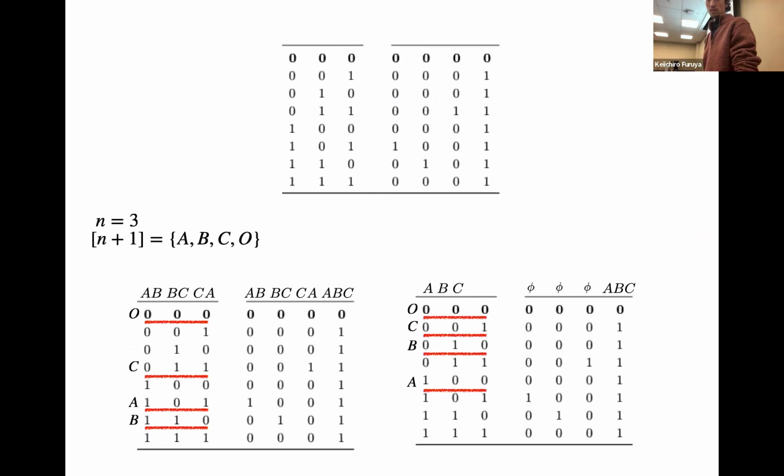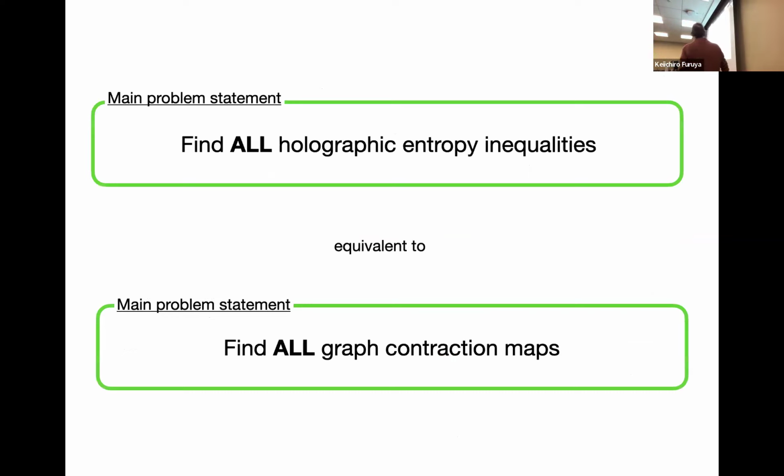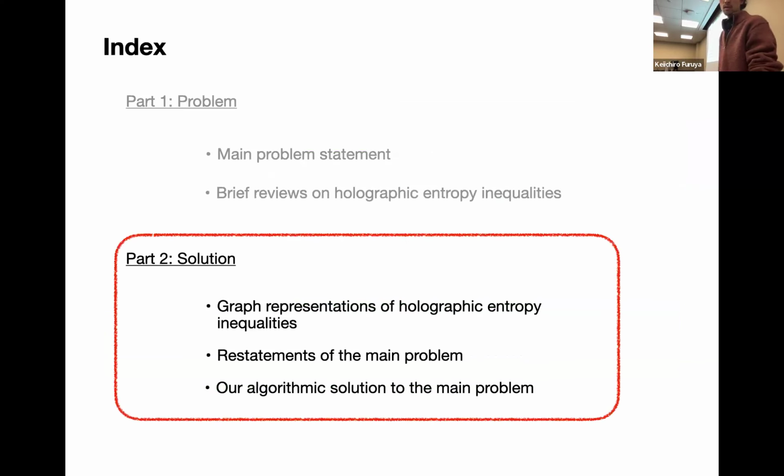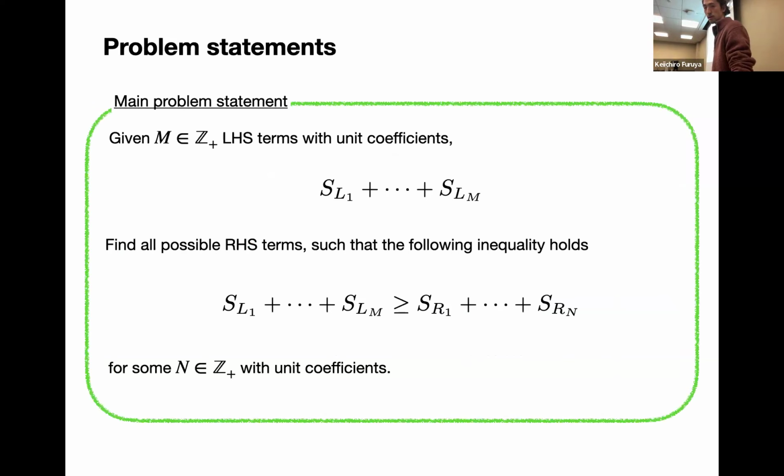Yeah, so this is the statement that we use: finding all the holographic entropy inequalities is equivalent to, roughly speaking, finding all graph contraction maps. Okay, now these two are kind of quick. Once we figure out that equivalence, this was the main statement.